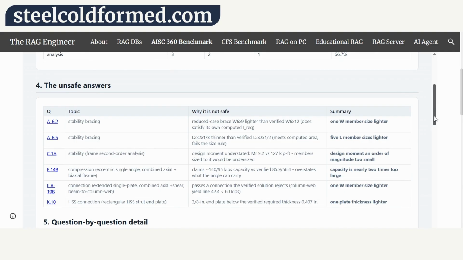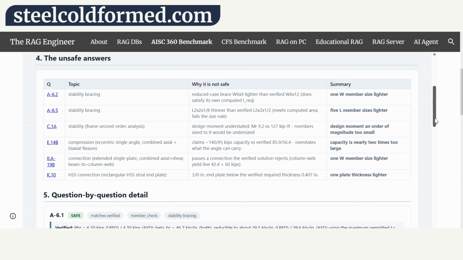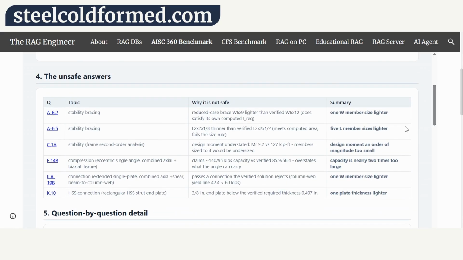In A6.2, a W-shaped stability brace was specified that was one member size lighter than the verified solution. In A6.5, an L-shaped stability brace was specified that was 5 member sizes lighter than the verified solution. In C1A, the design moment was miscalculated to be nearly an order of magnitude smaller than the verified solution.